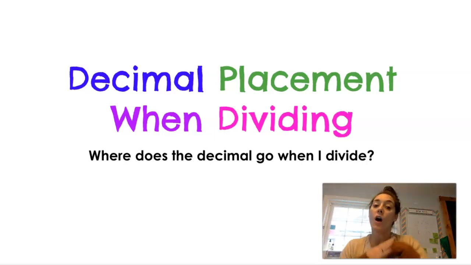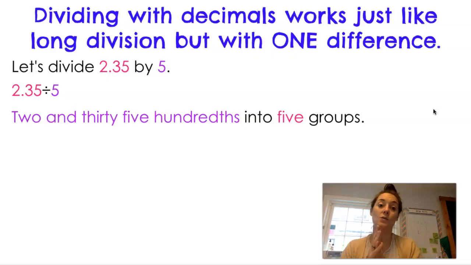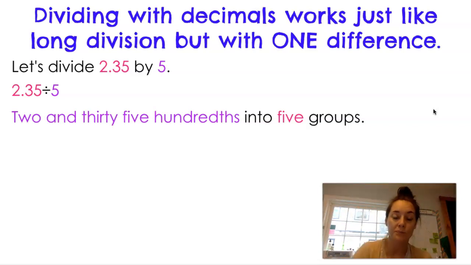But what we're going to do is try to remember that dividing with a decimal works just like long division, but with just one difference. So let's divide 2.35 by 5. That looks like 2.35 divided by 5. Or if I were to say out each word, I would say 2 and 35 hundredths into 5 groups. So what does that look like?